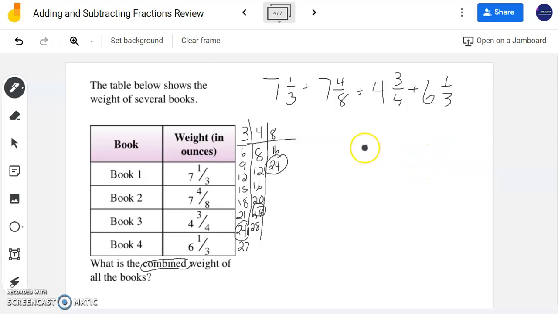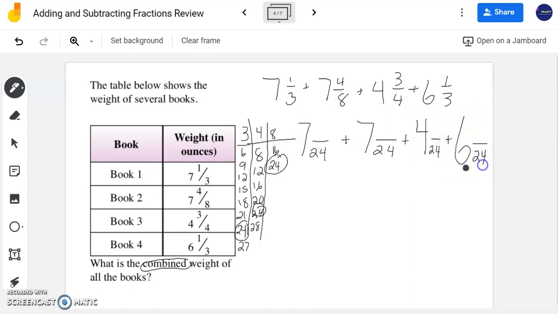Now, to change these fractions, what I am doing is I'm creating equivalent fractions. So what I'm going to do is I'm actually going to rewrite 7 1/3, but I know I want 24 to be my denominator. I'm going to write 7 4/8. I have 7, and I'm going to just write 24 as my new denominator. I have 4. I'm going to write 24 as my new denominator.